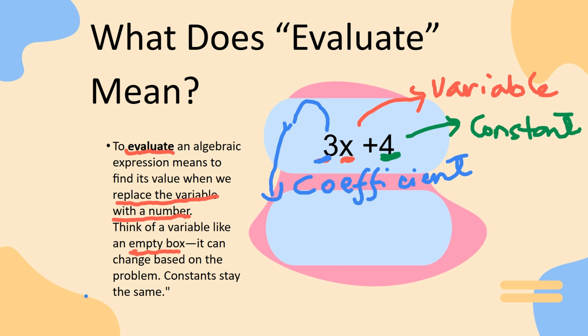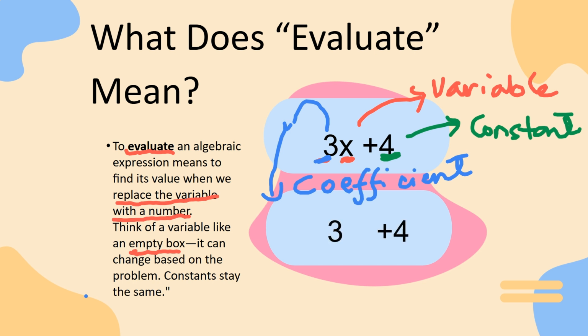All right. So we know already the different parts of our mathematical expression. There is no equal sign, so it's not an equation, but rather an expression. Again, x is the variable, 3 is the coefficient, and 4 is the constant.